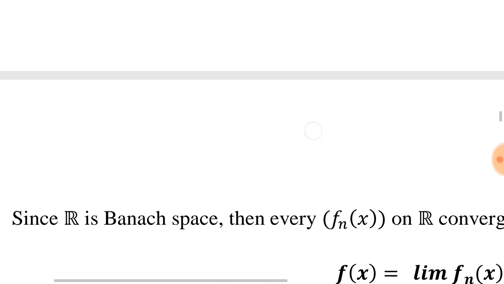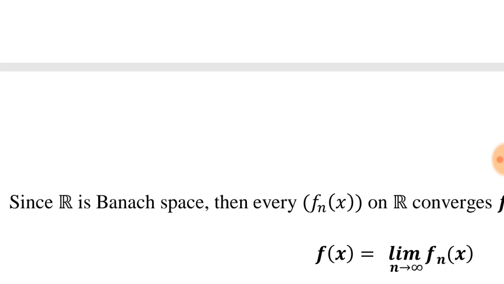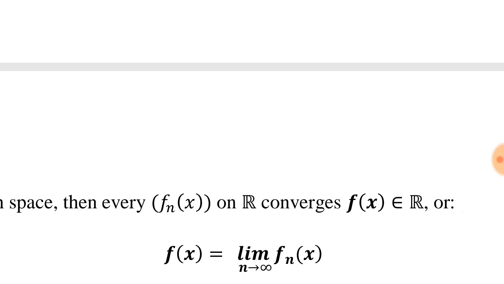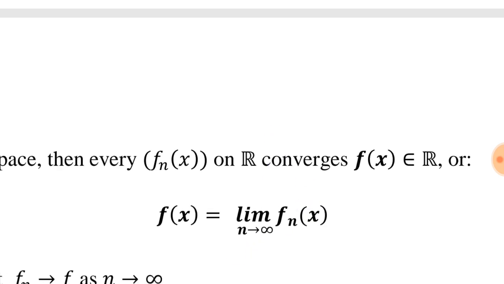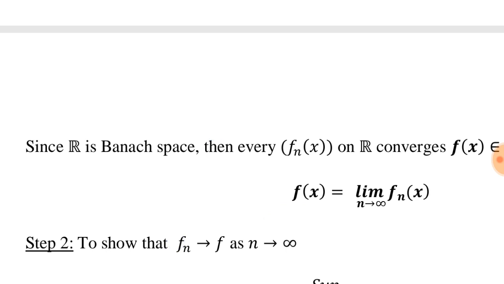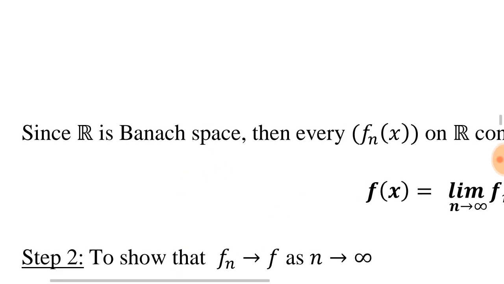Since R is a Banach space, every f sub n of x on R converges to f of x in R. Or we can write f of x is equal to the limit of f sub n of x as n approaches infinity. Now, that is step 1. Let's move on to step 2.